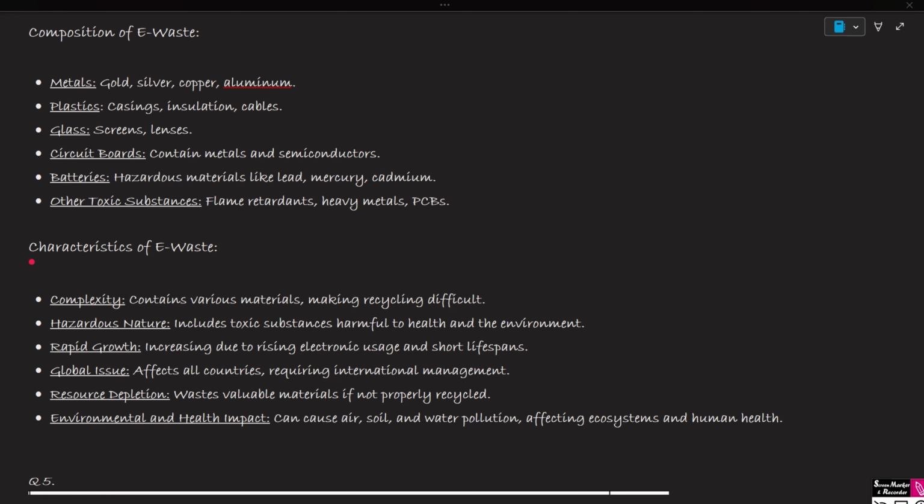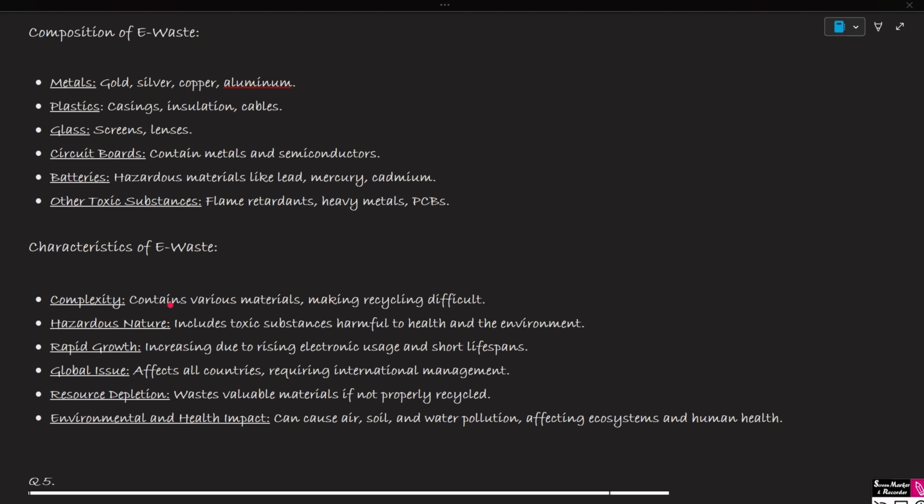And next we have characteristics of e-waste, like what are the characteristics of electronic waste. Here we need to write all the 6 points. Just write the underlined points properly, and you are going to get full marks. And write the theory part on your own.